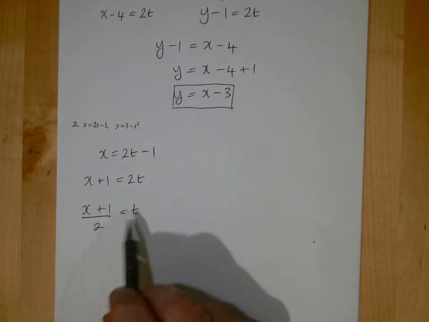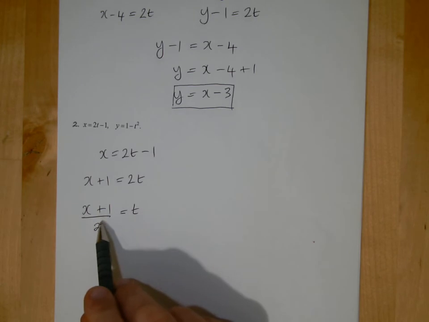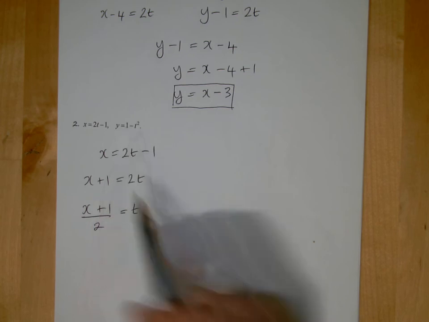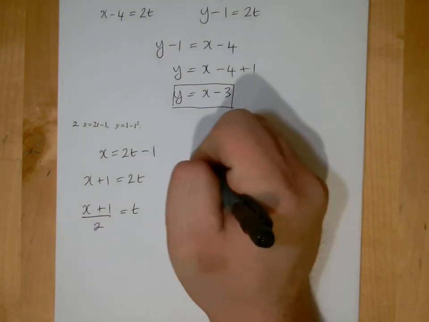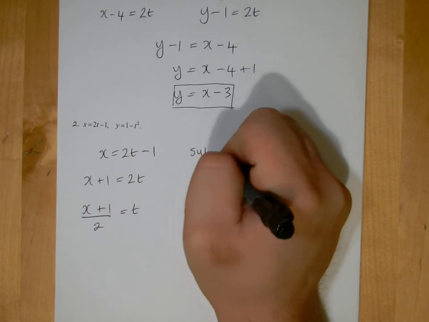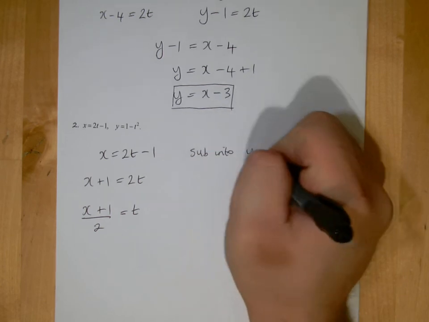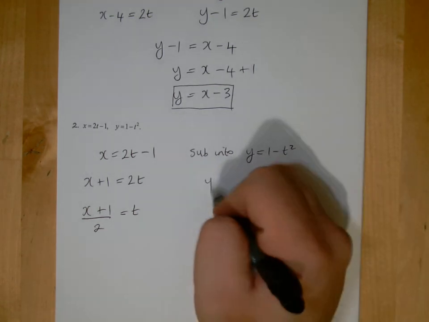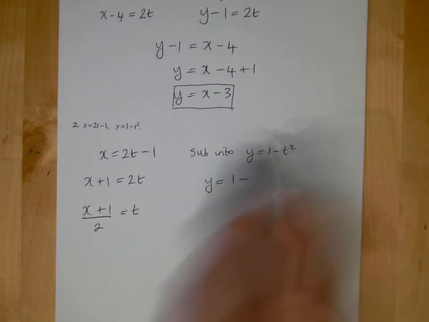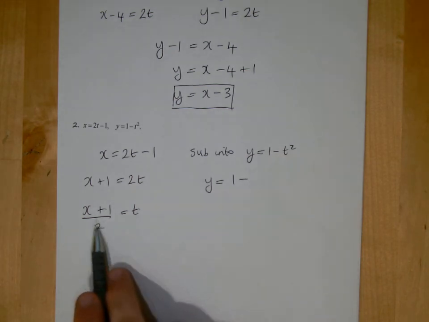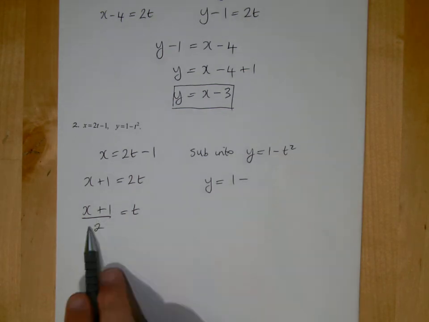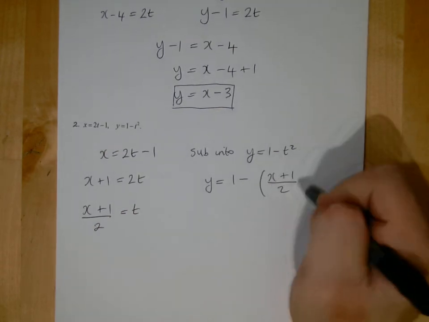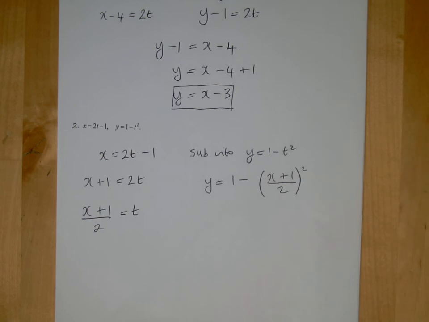Because I know t is equal to this, what I can now do is substitute this value of t into the y equation. So I can say, sub into y equals 1 minus t squared. Therefore y will become 1 minus, well, if my t is equal to this, because it's t squared, I've got to square all this. So I will have that.